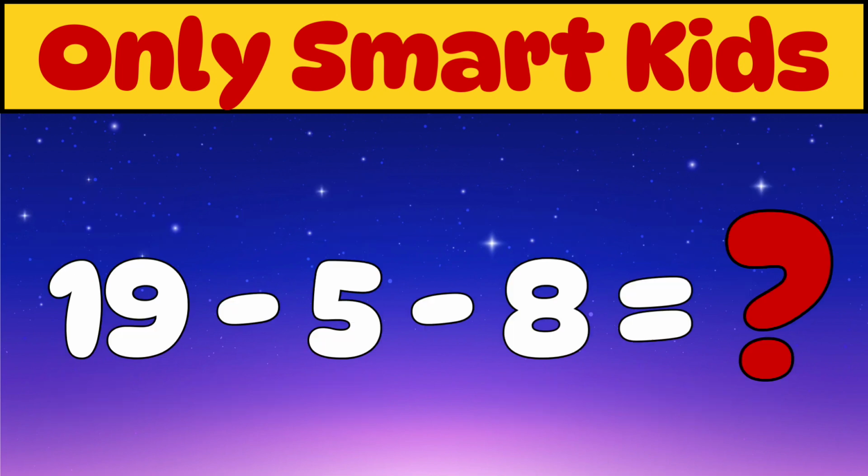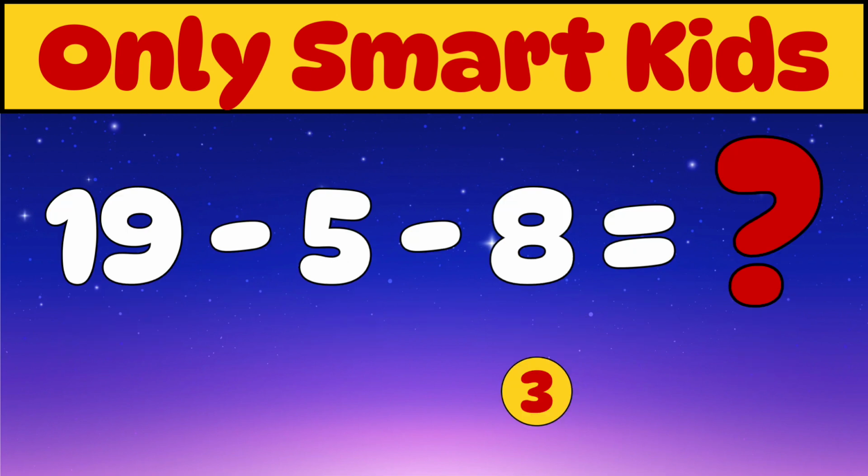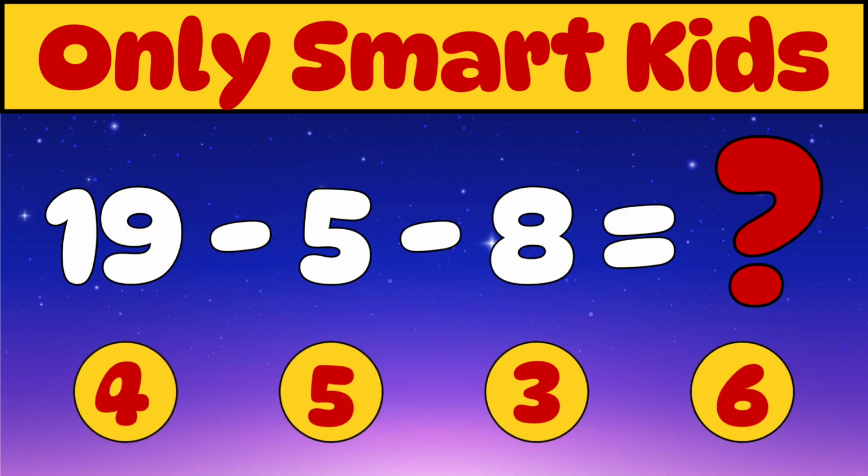Look at the question carefully. 19 minus 5 minus 8 equals? Can you guess the right answer? Here are the options. 4, 5, 3, maybe 6. Think carefully.